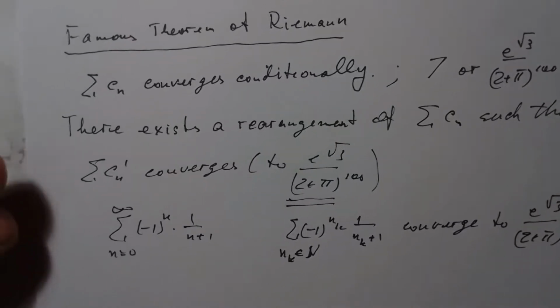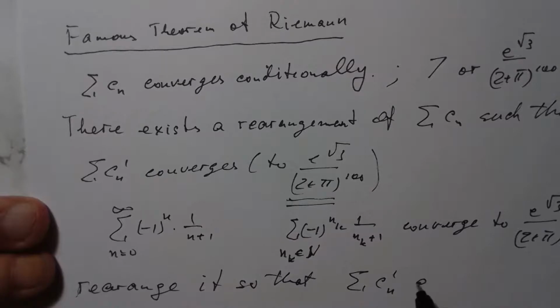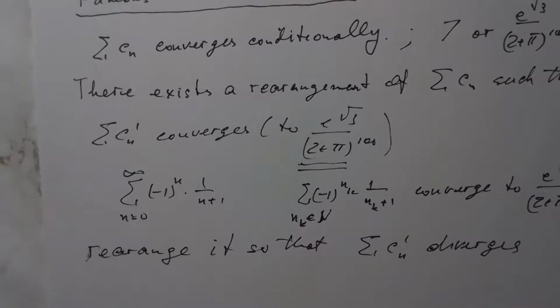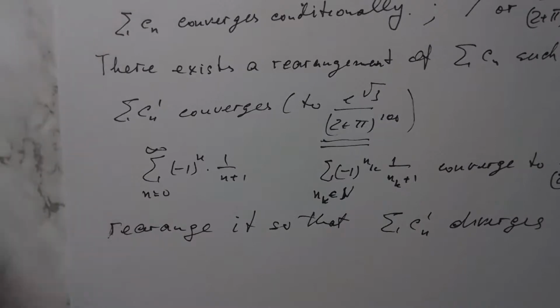Okay, moreover, I can also rearrange the series so that the rearranged series, C_n prime, diverges. So the partial sums can tend to infinity, or to minus infinity. Rudin states this theorem in a little bit more general way, so I will not prove it his way. I will prove it in a little bit easier way.